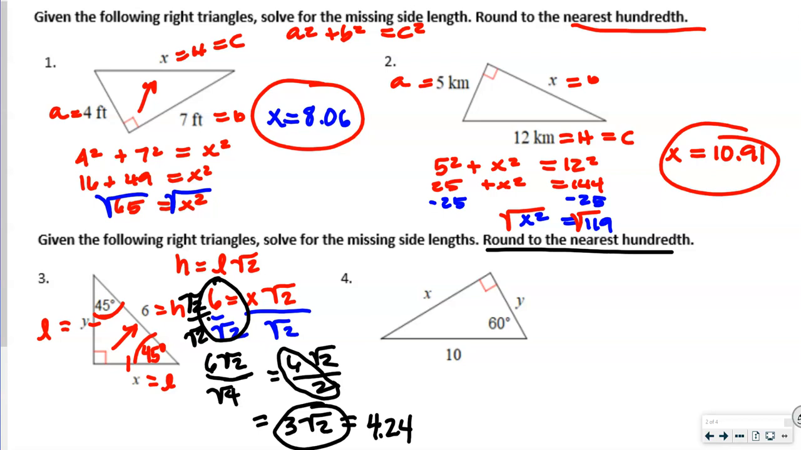All right, so our next one, again, says given. So this is a 30, 60, 90. I hope all of y'all can see that. So that means this is my hypotenuse.